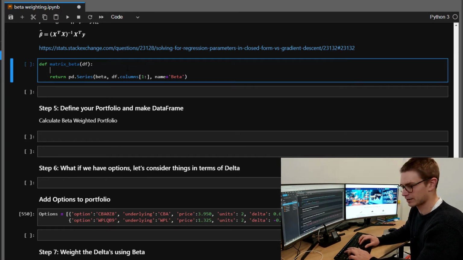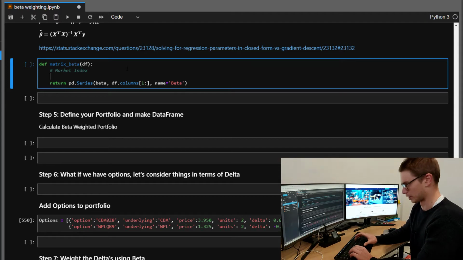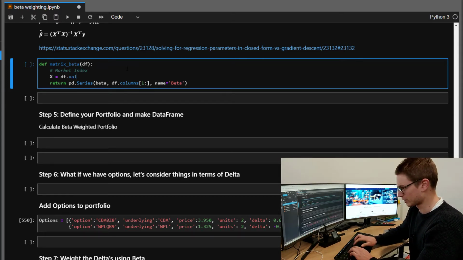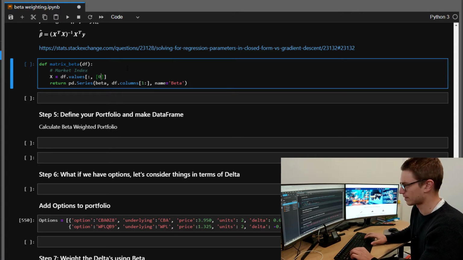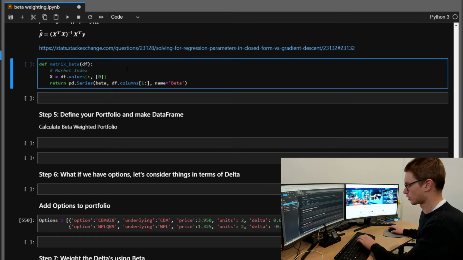So here, again, we have the market index. And don't forget, that's at the first position. So we're going to call this x this time. So df values, index the first one, take the first column.